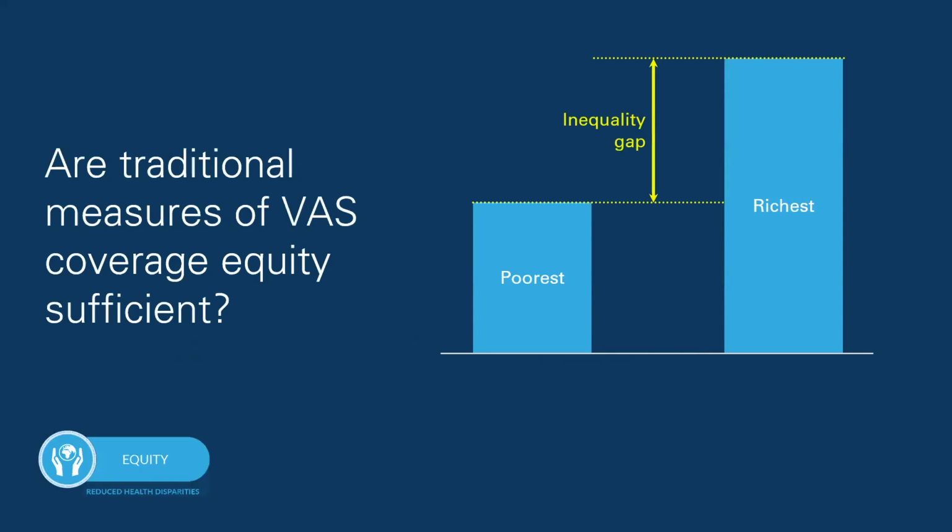So traditionally, we understand equity as the absence of differences in outcomes, such as coverage, between identifiable groups. For example, the poorest and the richest children. And when we look at equity or inequity, we might focus on the absolute difference between those groups in terms of coverage, for example, or the relative difference. So that is, slightly simplified, the traditional way of conceptualizing equity. Next slide, please.